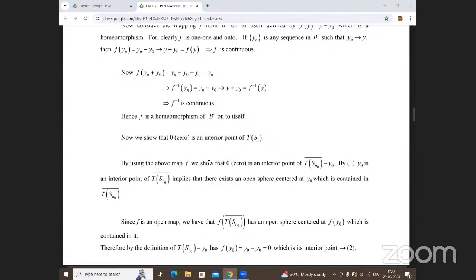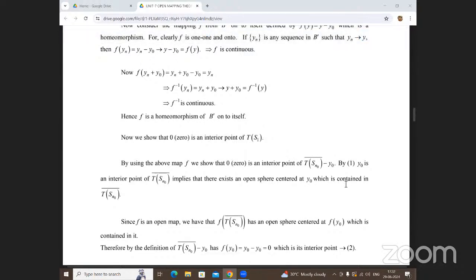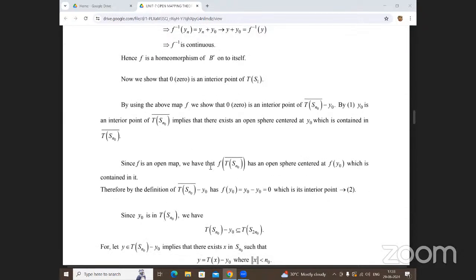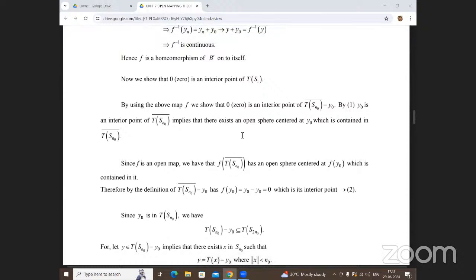This implies that there exists an open sphere centered at y naught, because this is the center, which is contained in the closure of T of Sn naught. So the open sphere centered at y naught is also contained in the closure of T of Sn naught, because this is the open sphere of the transformation. Then the interior point of its closure is y naught. So the closure of T of Sn naught is an open sphere, because the given function is an open map.